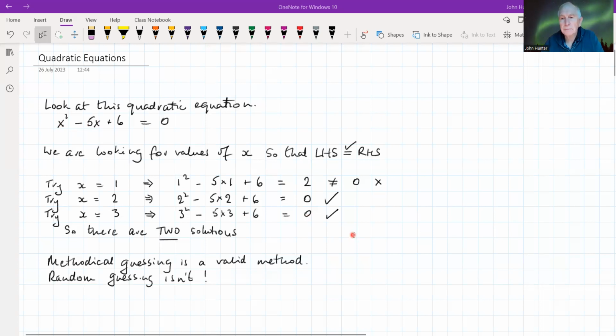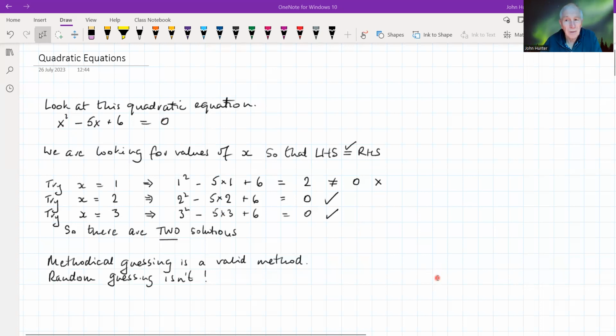And so there are two solutions, but that is quite normal and acceptable. That's what we would look for in a quadratic equation. Not always, but very often there are going to be two solutions. And in this case, that is what we've got.